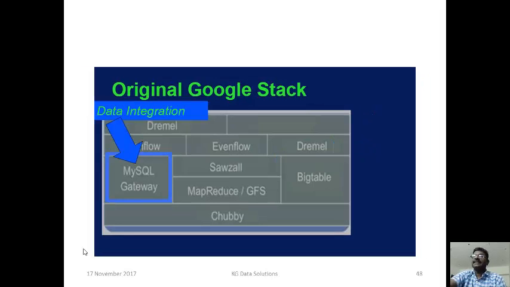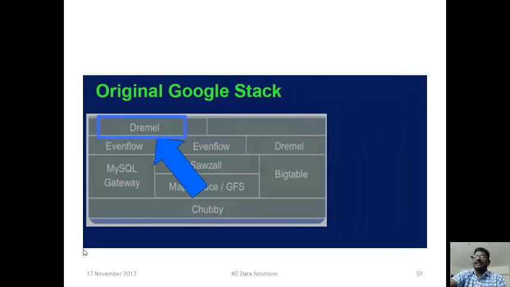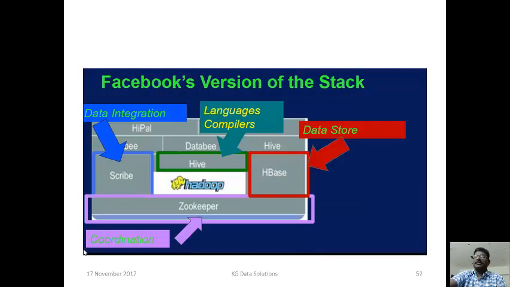For data integration, we have MySQL. What is the data integration tool which we have in our existing components? We'll see. Like Dremel and Chubby. Okay, so these are the existing Facebook versions. In Facebook, we have something called Hive. We have something called Zookeeper. We have something called HBase, Hive, and these are the names you would be aware of. HBase is a columnar database where unstructured data is stored.